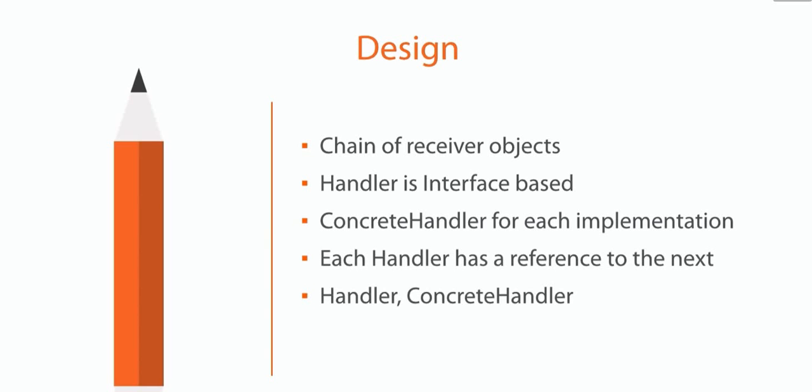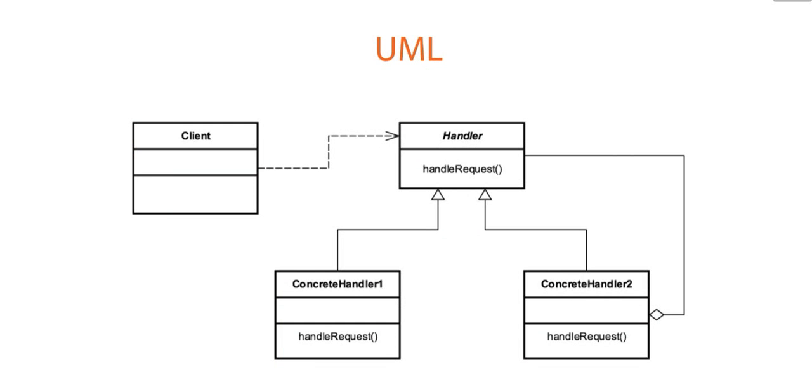Let's look at that UML diagram now. This is the UML diagram for the chain of responsibility pattern. The client makes calls to a handler class, and that handler is a common interface or contract for all of the handlers and is the abstraction for all links in our chain.